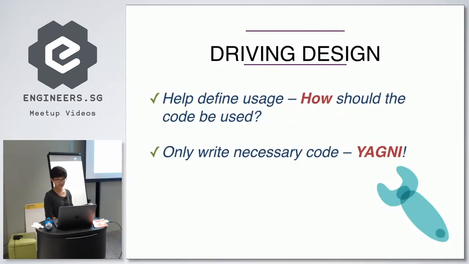So how should the code be used, and only write necessary code? This helps with your design. Like what I said before, before your implementation, you know exactly what you are going to write for your program. And the YAGNI, who knows what's the true version of YAGNI?